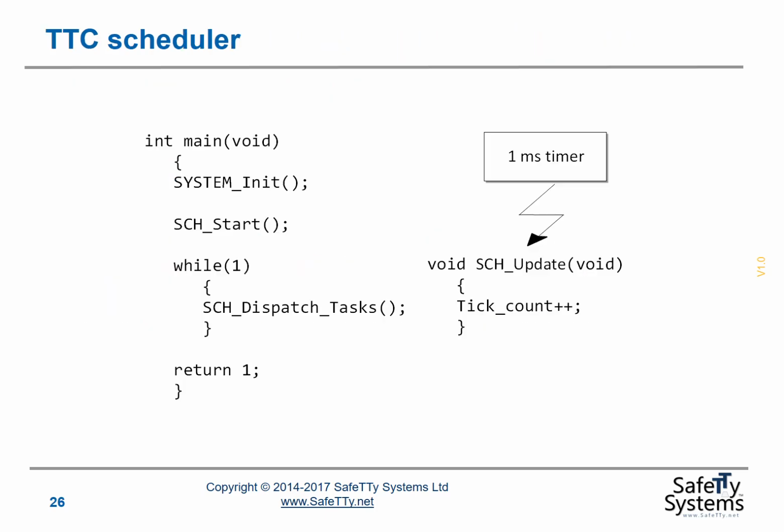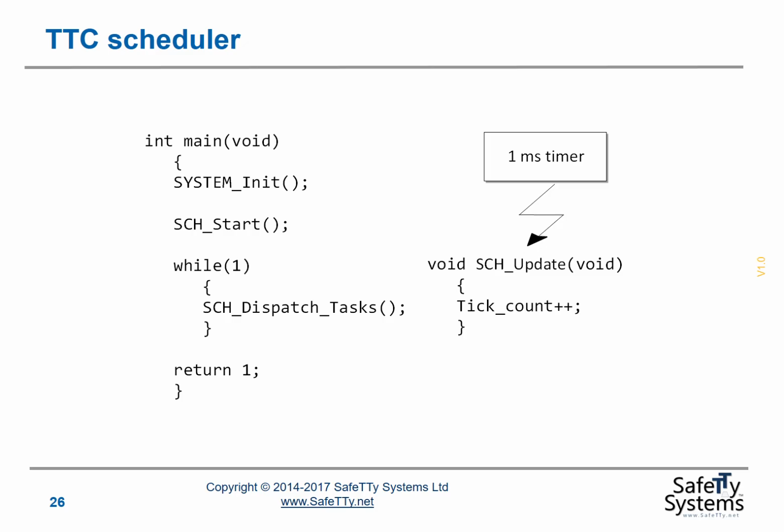So let's see how challenging it is to add support for task preemption to a TTC scheduler. So this, in overview, is a TTC scheduler. In this case, we have our dispatcher in function main, as we've seen before. We've got some initialization functions. We start the scheduler and we dispatch our tasks. We have our timer ISR here, and all that's doing in this case is updating our tick count variable.